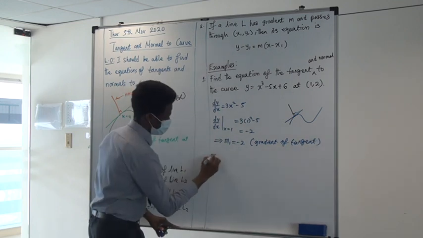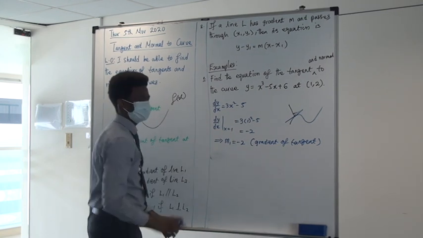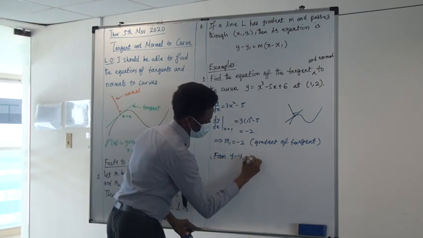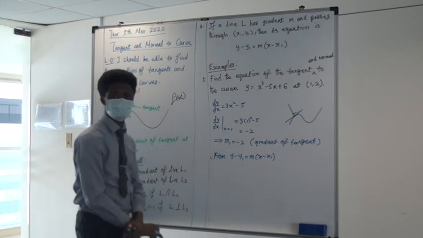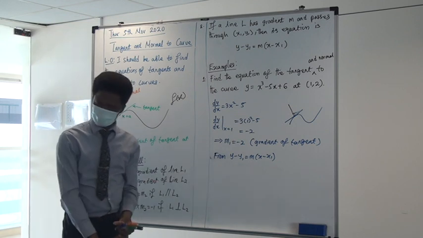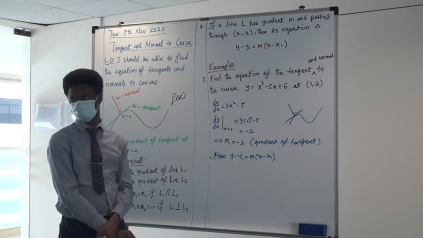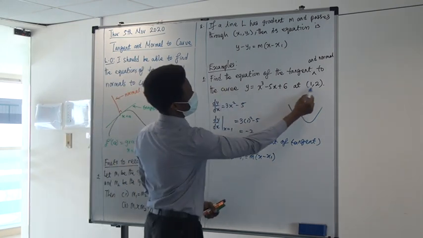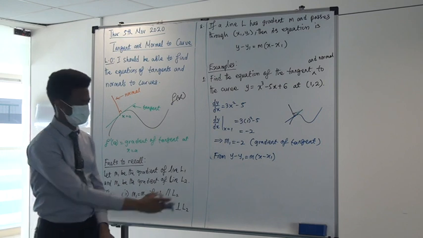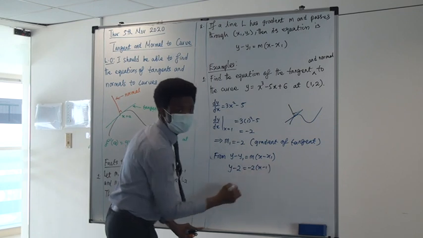Let's solve for the tangent first. From y minus y1 equals m into x minus x1, this is the equation of the tangent. This is the equation of any line whose gradient is known and through which any point is known on the line. Because we said it passes through this point, that's our x1 and y1 clearly. So we substitute: y minus 2 equals negative 2 times x minus 1.